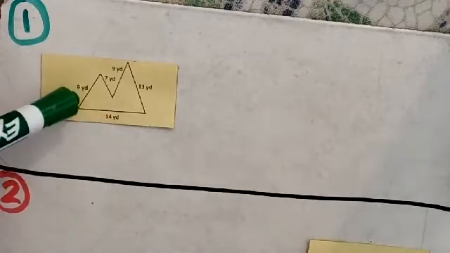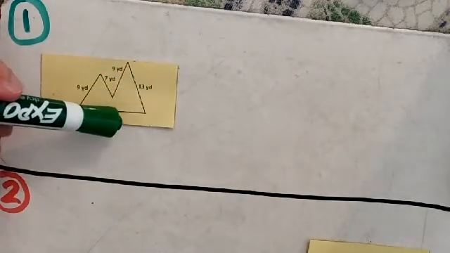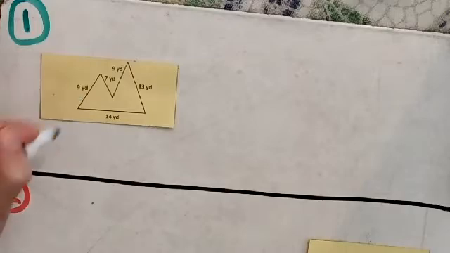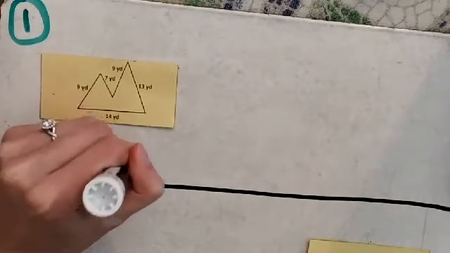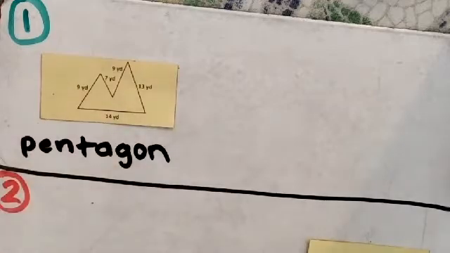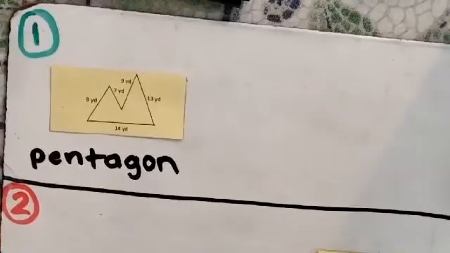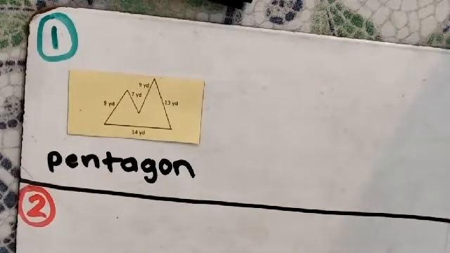Okay, so on shape number 1, let's count how many sides we have. 1, 2, 3, 4, 5. A 5-sided polygon is called a pentagon. Let's write that word down. This is an example of a pentagon. So to find the perimeter, we add up all of the side lengths all together. So I'm going to add up the side lengths together.